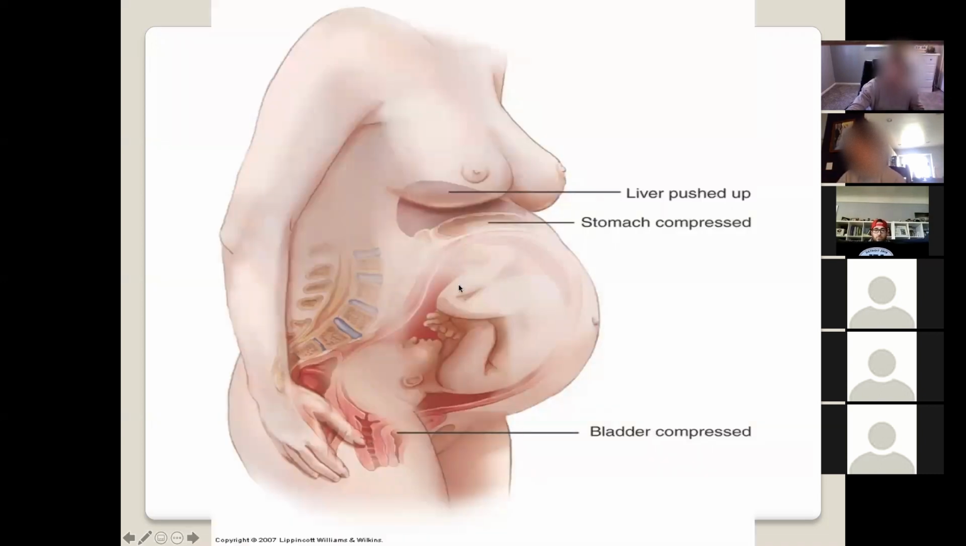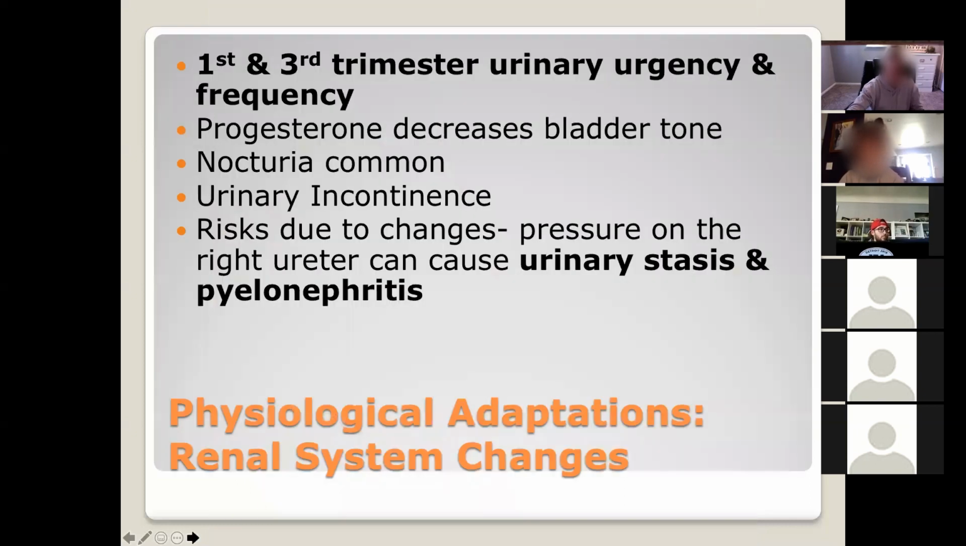And this is just a good depiction of what occurs as that fetus grows, how the stomach gets very compressed, the liver gets pushed up. This baby is sitting on the bladder, so that gets compressed. That's why women have a lot of urinary frequency and urgency, leaking urine sometimes just from that anatomy of where that baby is placed.